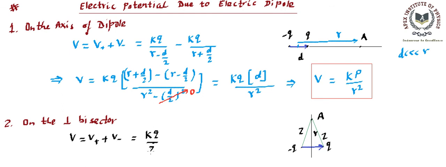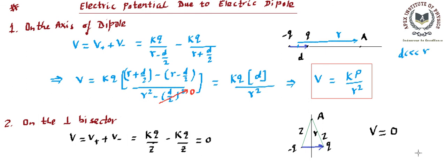Z can be written in terms of r and d. We will write it later on. Because of negative charge, it is going to be negative, so it's going to be minus kq upon z. If we combine the two together, it will be 0. That means at point A, the potential turns out to be 0 on this perpendicular bisector.